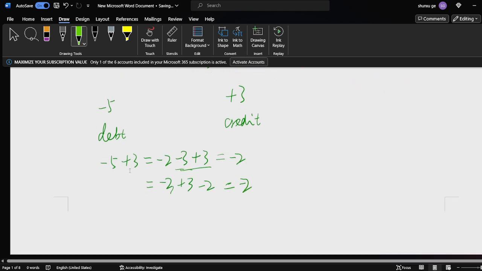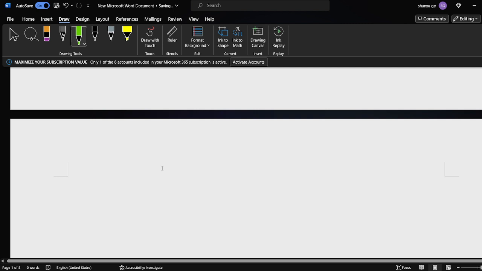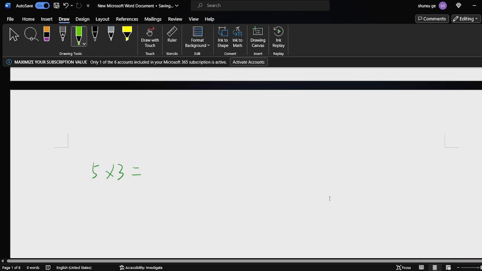That covers addition and subtraction. So next step, we explain what multiplication is. First, 5 times 3. What does that mean?